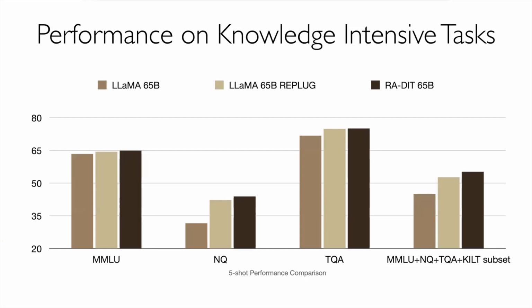We see here that for both REPLUG and RA-DIT, we still improve over the base model in terms of 5-shot, but we also see that the base model is visibly getting stronger here.